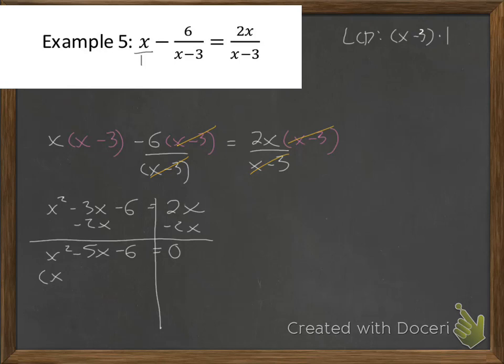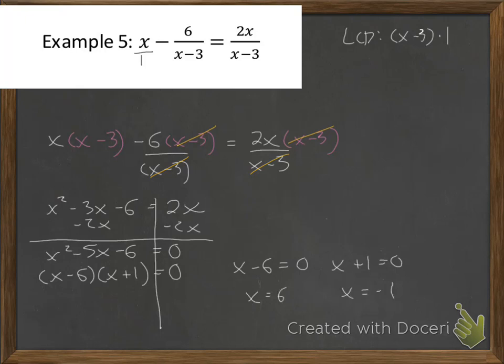Okay, and we can use the shortcut AC method here. So we're going to have x minus 6 times x plus 1 equals 0. Again, be careful with your factoring. Make sure you always check it. Okay, so we have either x minus 6 equals 0 or x plus 1 is equal to 0. In other words, either x equals 6 or x equals -1.